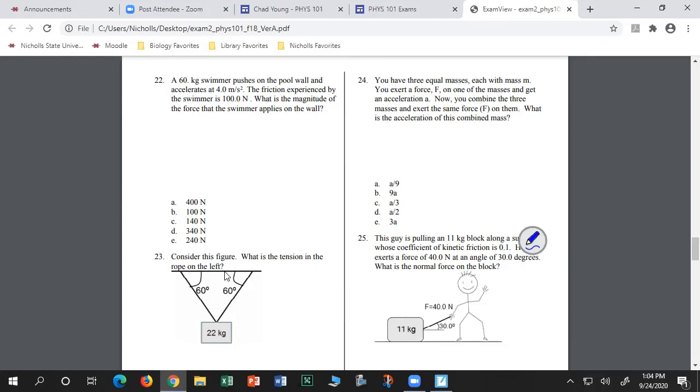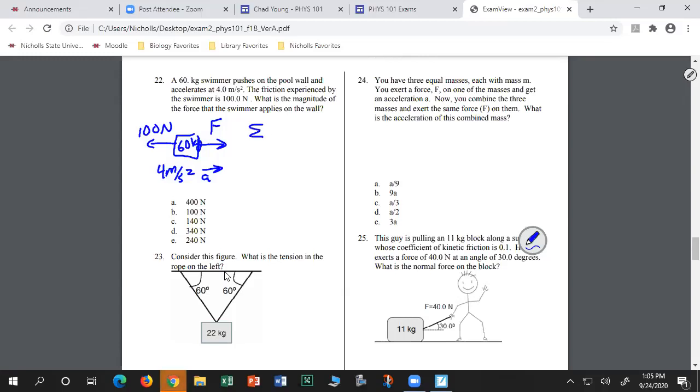With all the problems, the best thing to do first is just to draw a picture. So there's a guy swimming, pushes on a wall with a force. That'll be my force F. And then the friction force is going to be a force of 100 newtons. I know that this swimmer has 60 kilogram mass, and that it accelerates him at 4 meters per second squared. He's accelerating in this direction. I draw a picture, I label all my forces. I don't need to resolve forces because they're all on the x-axis.